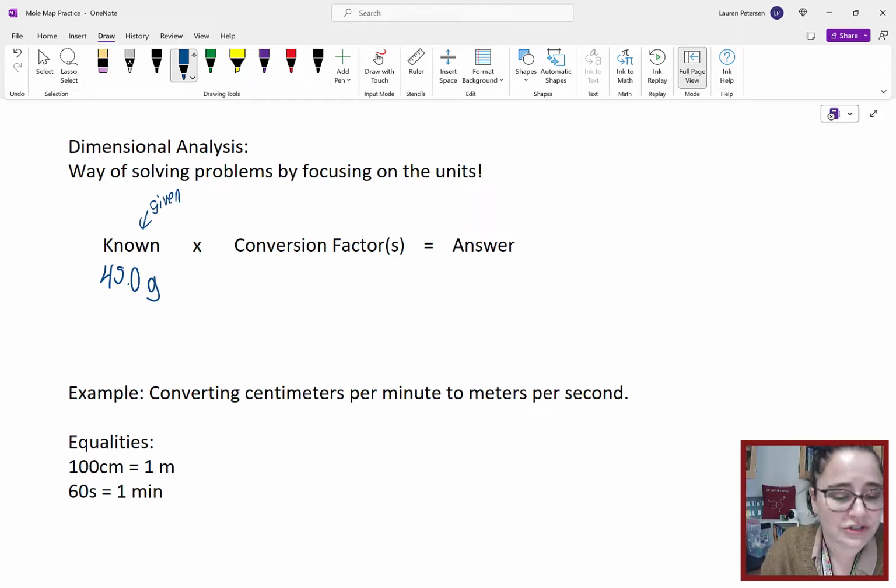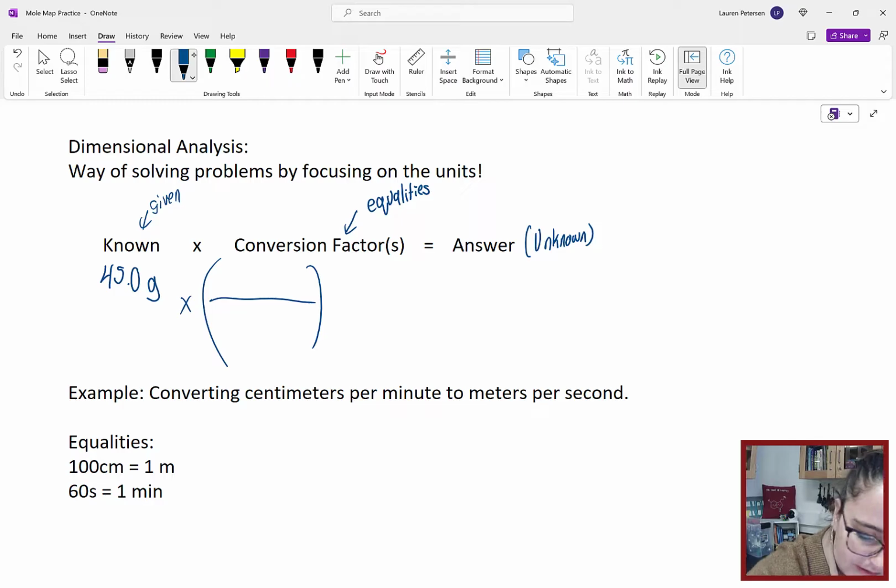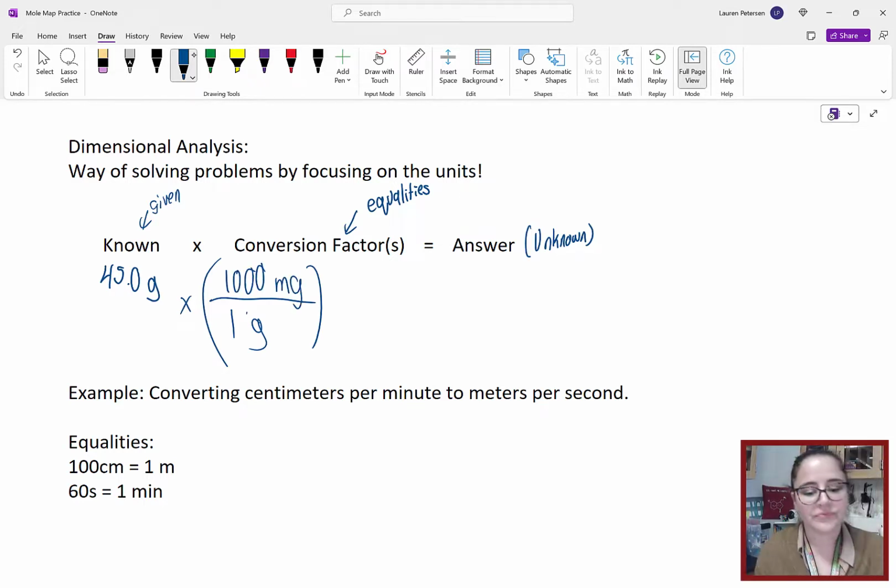And I wanted to convert it to milligrams. Now, you're going to use conversion factors. And conversion factors are equalities, things that are equal to each other that relate your known to your answer or your unknown. So if I wanted to convert from grams to milligrams, I know that for every 1 gram, there are 1,000 milligrams. So I'm going to multiply it by that conversion factor. My gram and gram would cancel out, and I could stop and have my answer in milligrams.